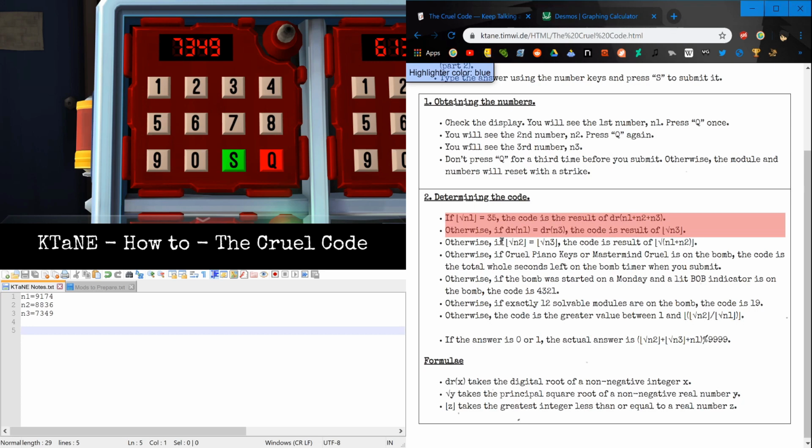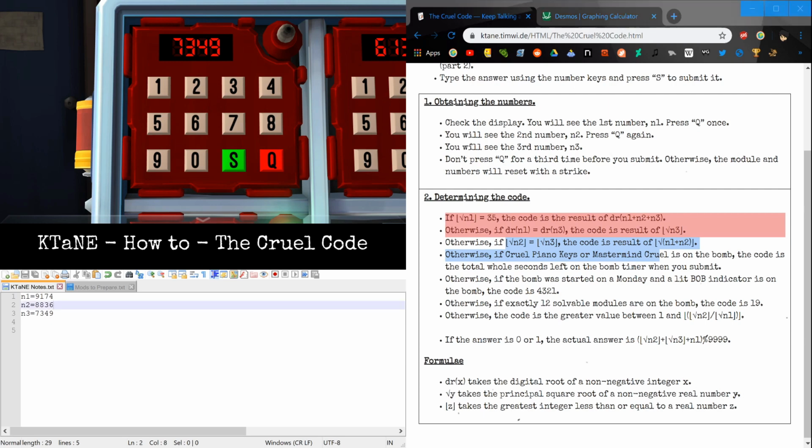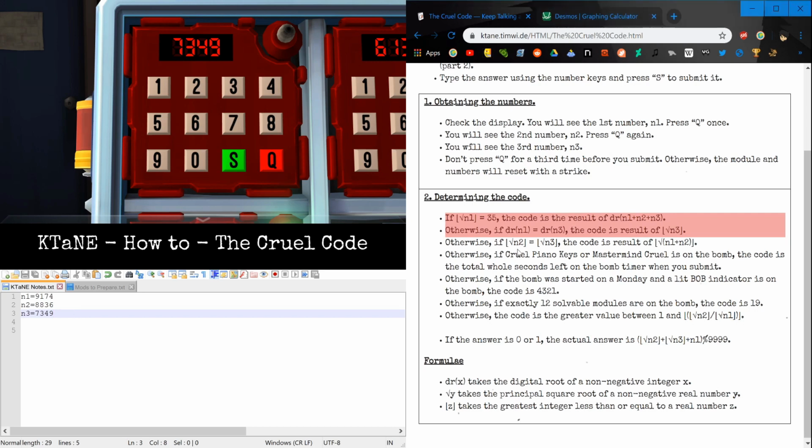Otherwise, if the square root of n2 is the square root of n3. The way that I like to look at this is these numbers are pretty far apart from each other. Usually if they are within like 100 or maybe even 200 of each other, then calculate it. Otherwise, if they're not, then don't. I don't know the exact calculations for sure. This rule we already know isn't true, so that one and that one. So these three rules right here will always be the same for all cruel codes. These top three rules will be different depending on every module.